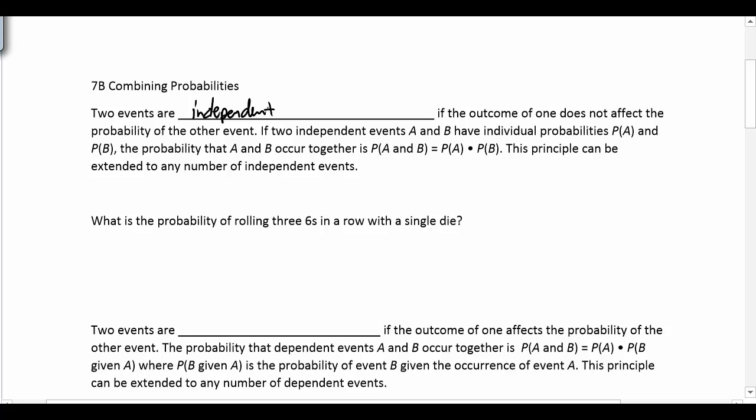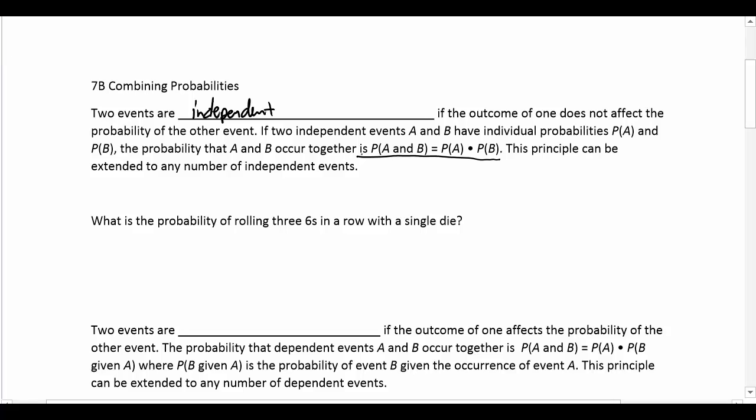Two independent events, A and B, have individual probabilities, probability of A, probability of B. The probability that A and B occur together is: probability of A and B equals probability of A times probability of B. This principle can be extended to any number of independent events. Okay, so let me underline this. That's the big formula that one needs to be aware of.